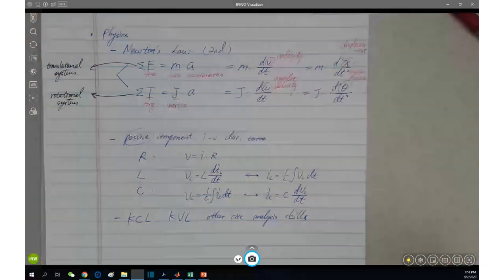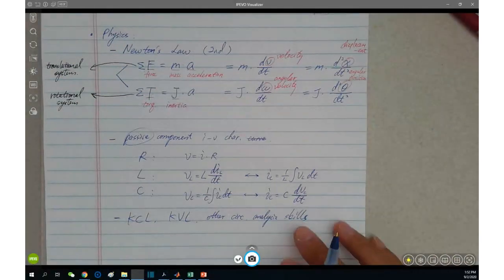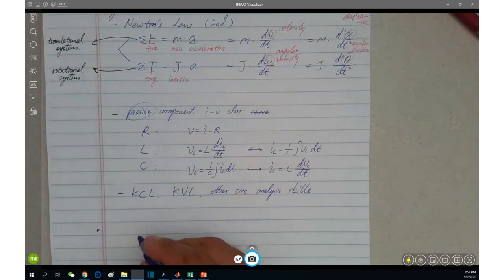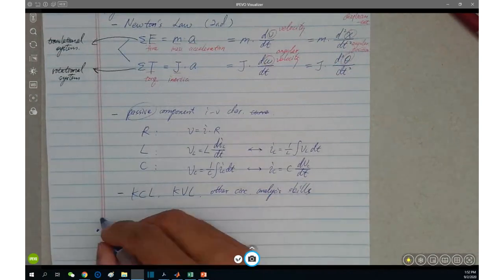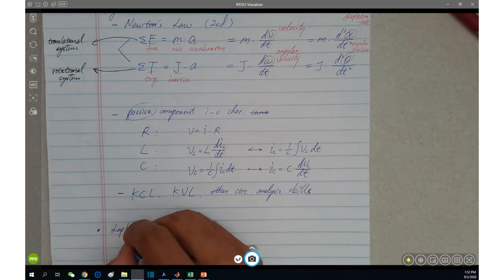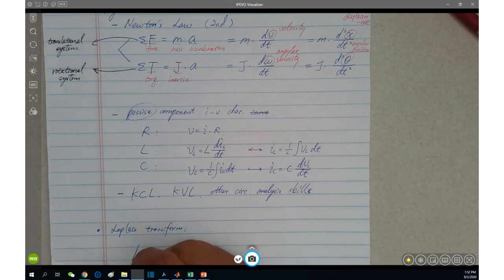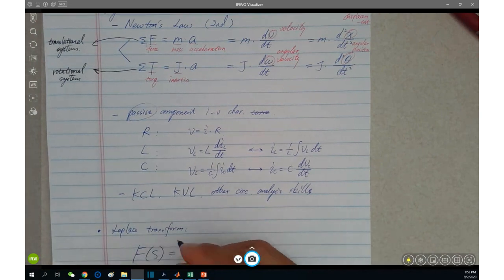There are of course some other physics principles we need as well, but here we don't need to list all of them. And next, let's talk about the Laplace transform. Mathematically, it's actually quite a complicated thing.